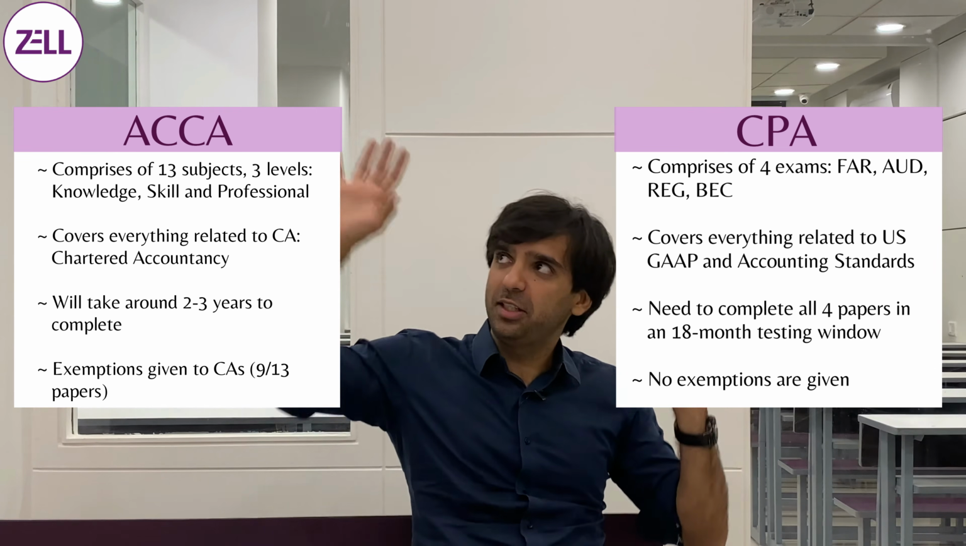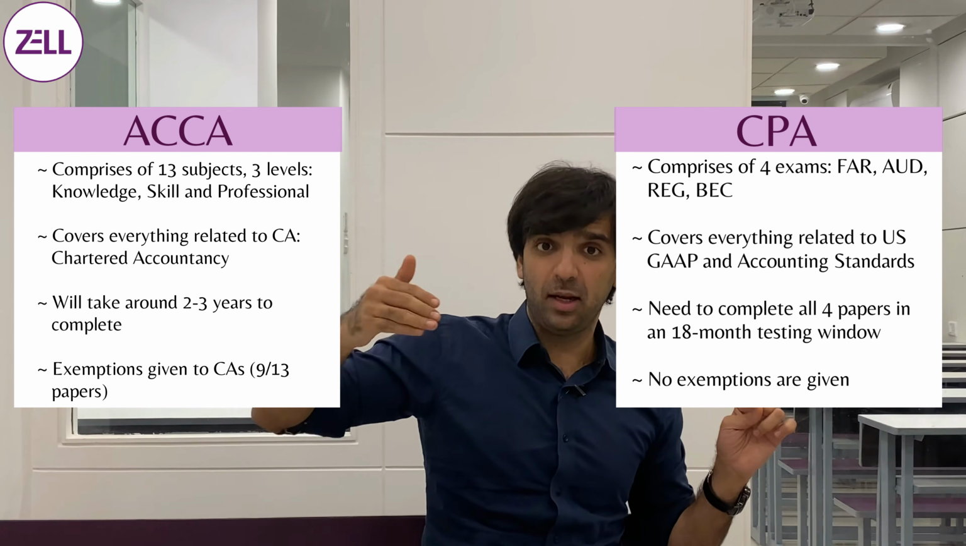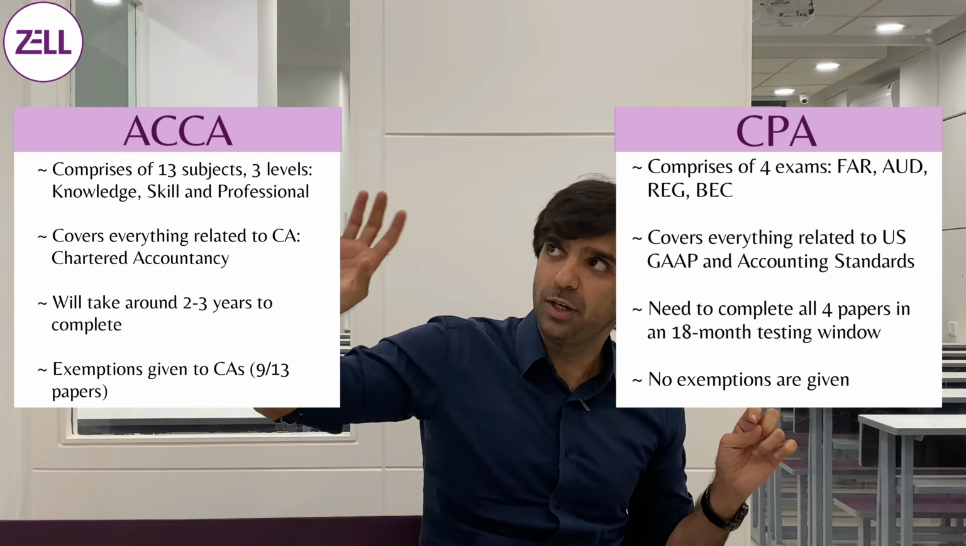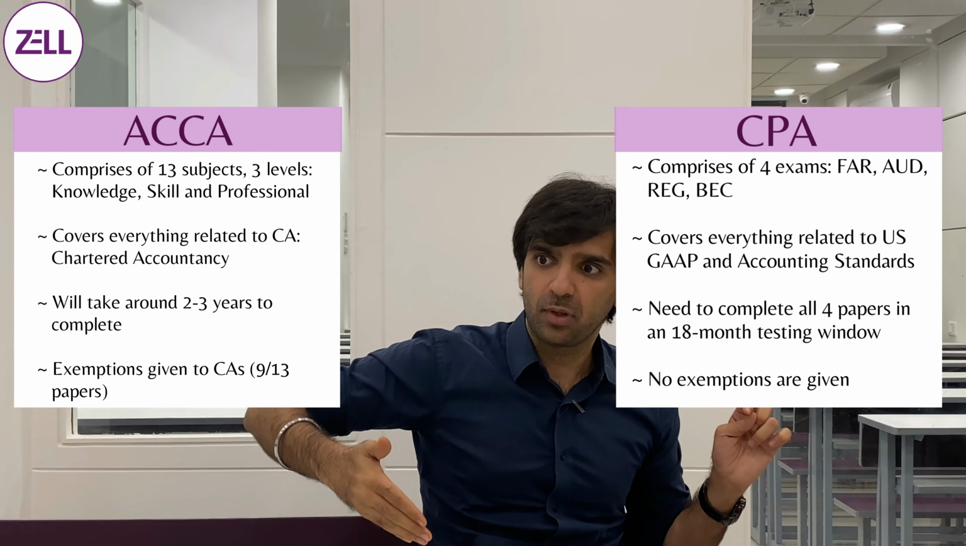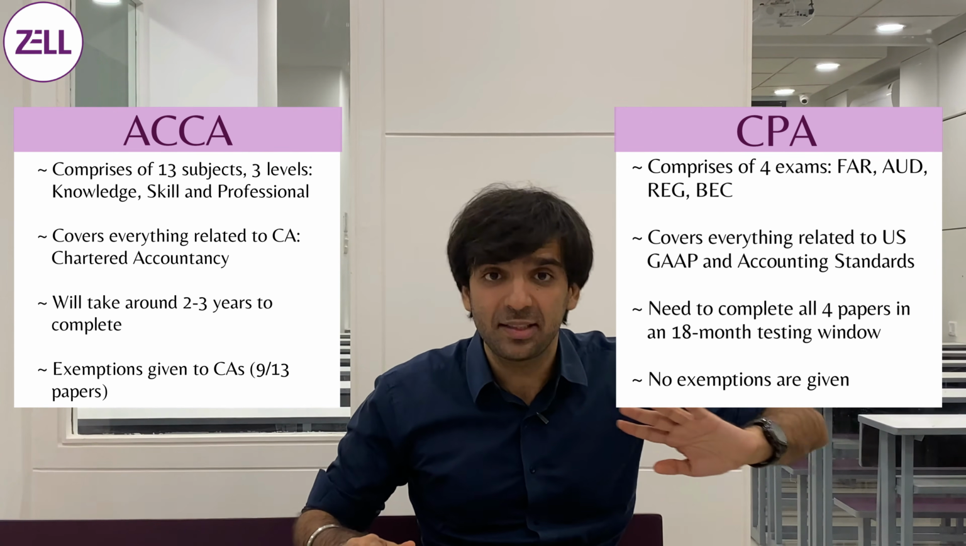And that's it. So ACCA will take you approximately 2 to 3 years to complete all. If you are qualified, let's say you're a chartered accountant, you basically get 9 out of 13 papers or 2 out of 3 levels exempted. CPA, you've got to give all 4. There are no exemptions that you are eligible for if you want to appear for CPA.